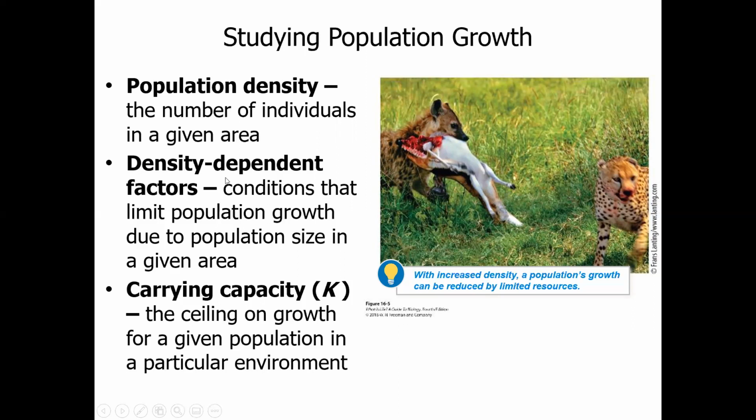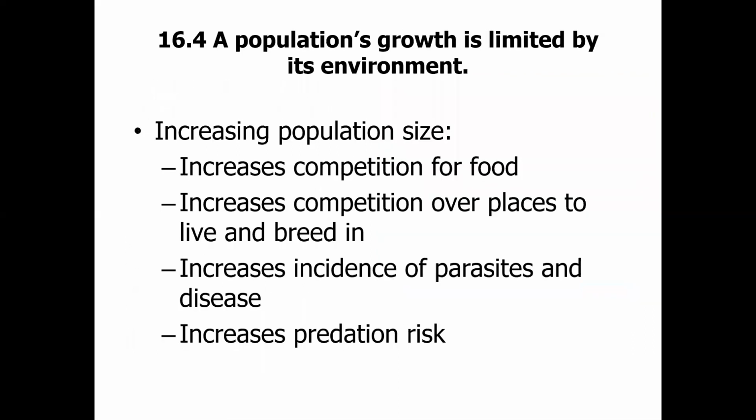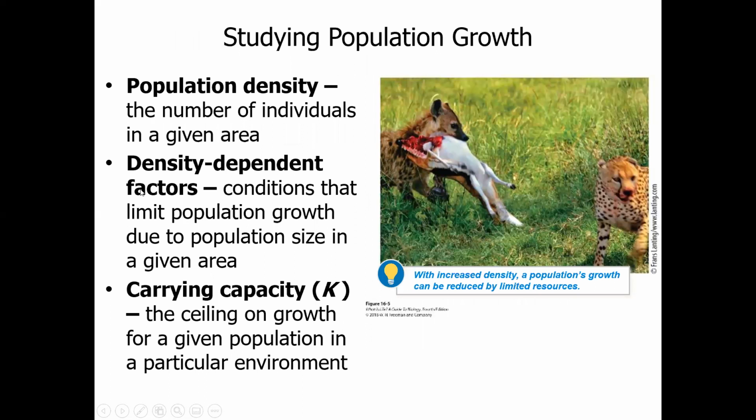We then have what are called density-dependent factors, and these are conditions that limit our population growth to a certain size. So all of those characteristics I just listed, things like competition, parasites and disease, and predation, are all density-dependent factors because they all limit the size the population can grow to. And the ceiling, as it were, for the population size is what's called the carrying capacity.